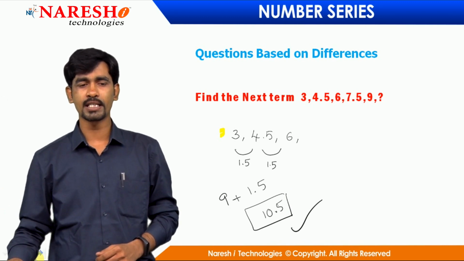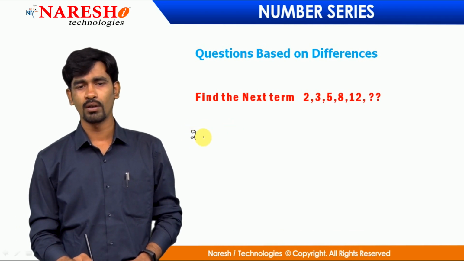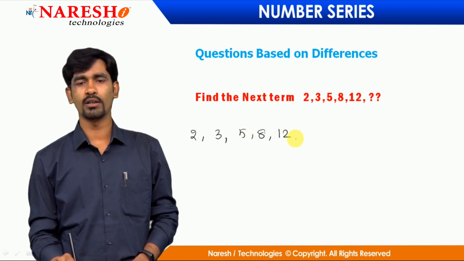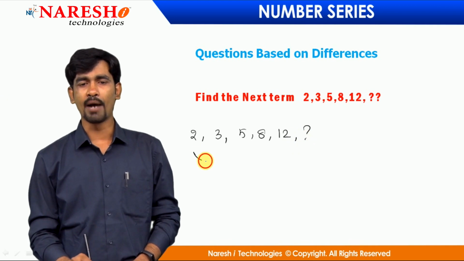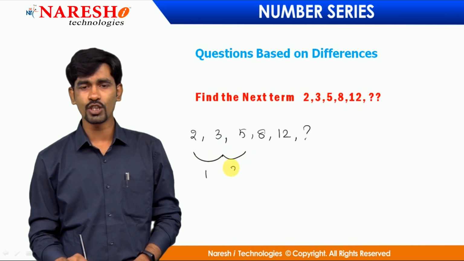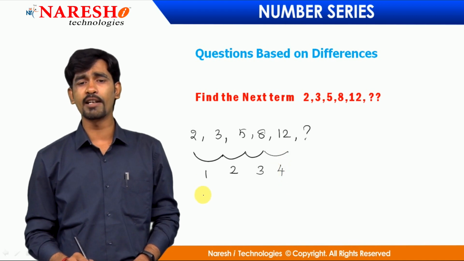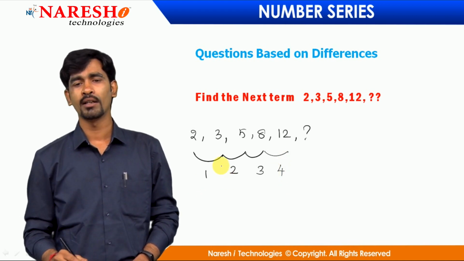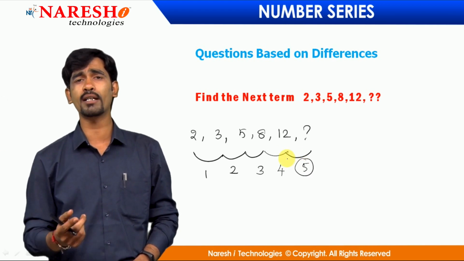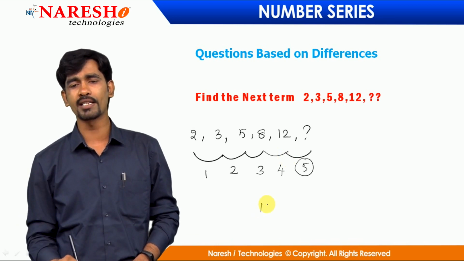For example, the question is given like this. What is the next term in 2, 3, 5, 8, 12? The first thing is to go with the level of differences. The difference is 1, then the difference is 2, the difference is 3, and the difference is 4. So I understood that the differences are maintaining natural numbers. That means the next one will also increase the difference by 1, so the next difference is going to be 5. So 12 plus 5, you can mark your answer choice as 17.